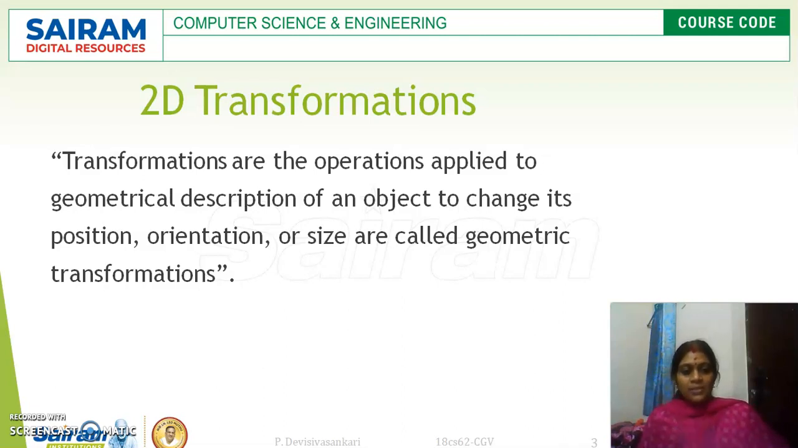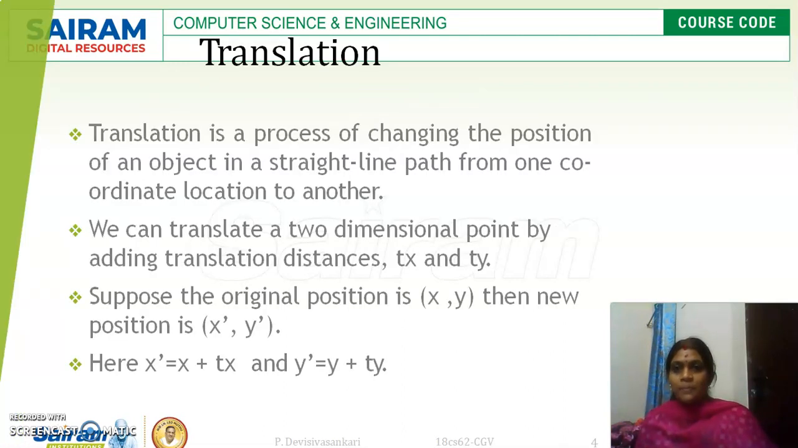The definition of transformation is nothing but the different types of operations which can be applied to geometrical objects to change their position, orientation, or size, which is called transformation. Here there are two different types of transformations available. One is the geometric transformation. In the geometric transformation, firstly we are going to see the translation.